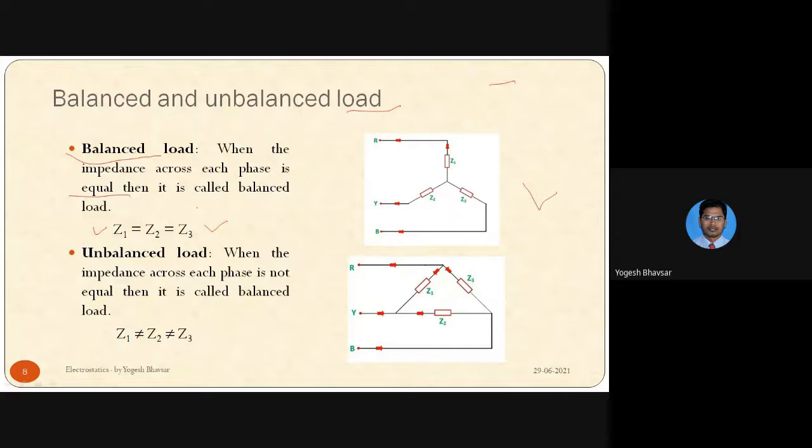Right? Now unbalanced load, you can simply define it. When the impedance across each phase is not equal, then it is called the unbalanced load. Z1 not equal to Z2 not equal to Z3. These impedances are not equal.